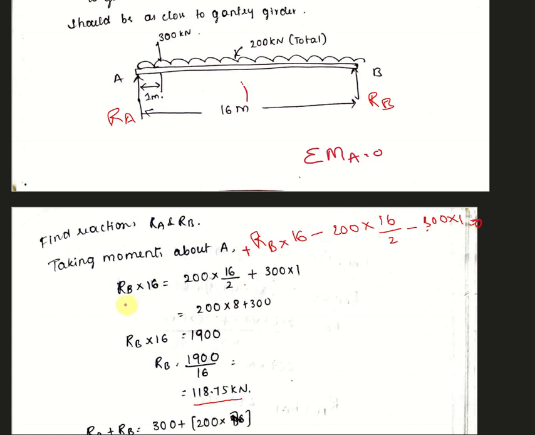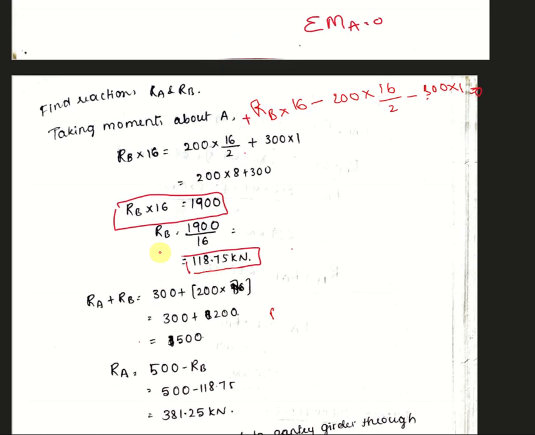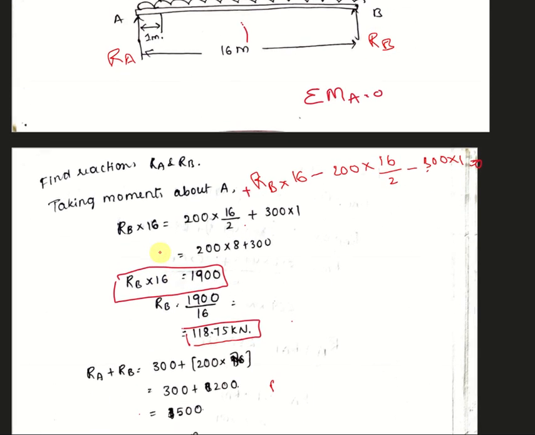So what we get here? RB into 16, these terms will go to the right side: 200 into 16 by 2 plus 300 into 1. So we will be getting RB into 16 as 1900. So after dividing it by 16, we will be getting RB as 118.75 kilonewton.